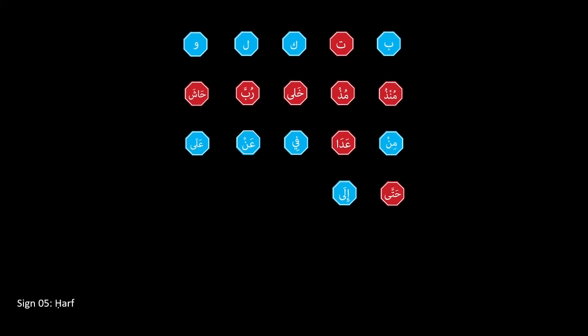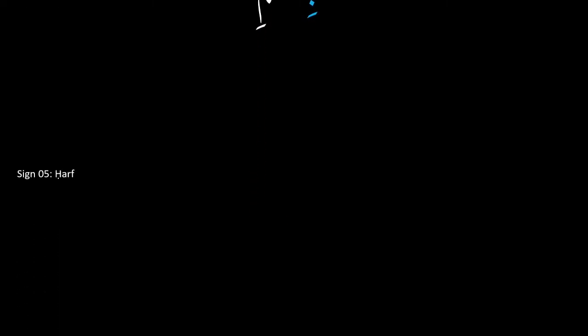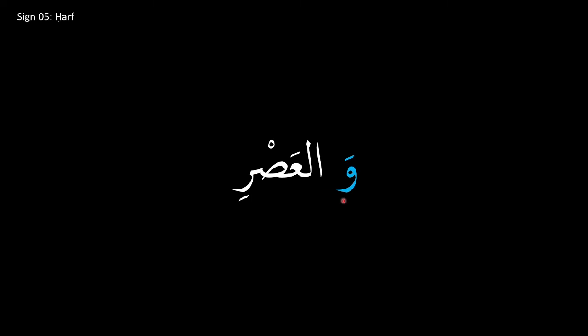Let's go over a few examples. Fi suduri. So fi was in our list of huruf up there. So you can see that this word right here will be an ism. And again, bismi. The ba was part of the list of huruf. Therefore, this word right here, ismi, will be considered an ism. And again, wal asri. The waw is part of the list, therefore can be 100% sure that al asri is an ism, and obviously the al also gives it away.